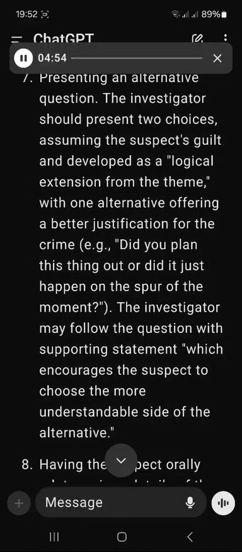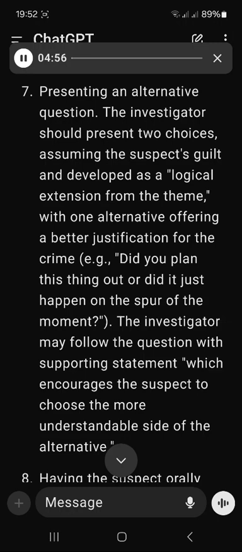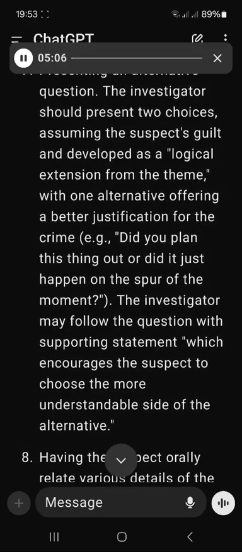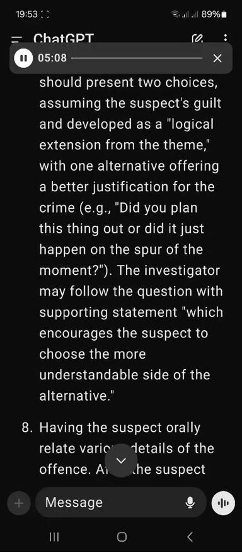7. Presenting an alternative question. The investigator should present two choices, assuming the suspect's guilt and developed as a logical extension from the theme, with one alternative offering a better justification for the crime. E.g., did you plan this thing out or did it just happen? The Reid method is a system of interviewing and interrogation widely used by police departments.